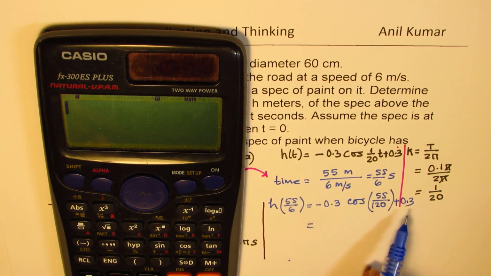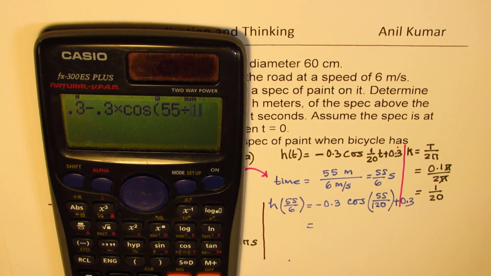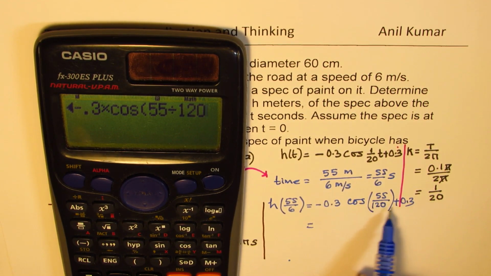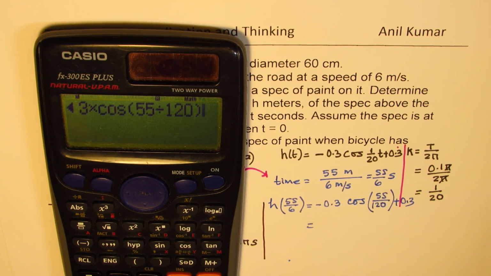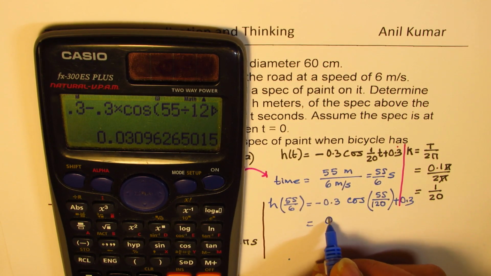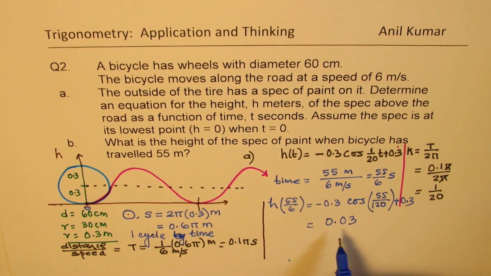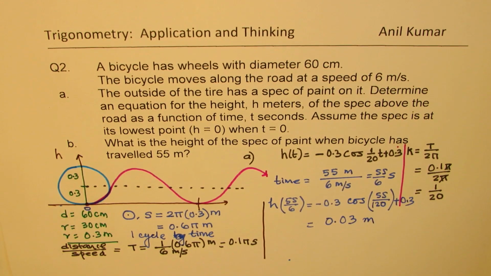So now we have 0.3. I'm writing this first. 0.3 minus 0.3 times cos of, within brackets, 55 divided by 120, which we got by multiplying 6 by 20, right? 120, bracket close. So that is what we have, equals to. So we get this as equal to 0.03, right? So that is the height in meters for the given speck when the distance traveled is 55 meters.